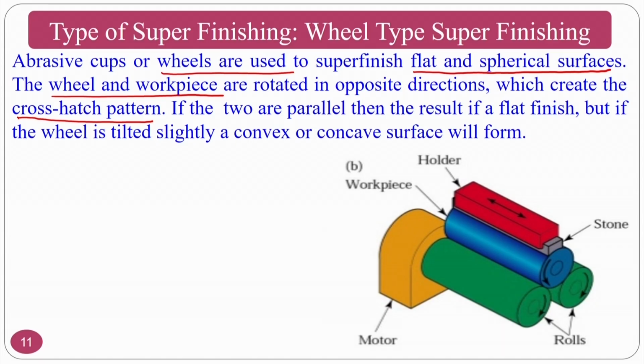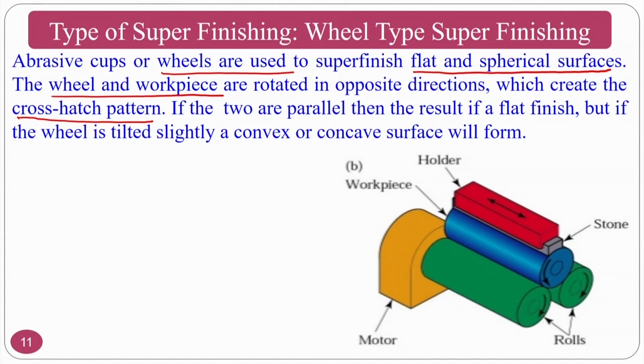Rather than that, in this particular super finishing, the second type, which is the wheel type of super finishing process, you will have two rollers. These two rolls rotate in opposite directions, so that the finishing will obviously take place. At the same time, the surface texture that you generate will be the crosshatch pattern type.